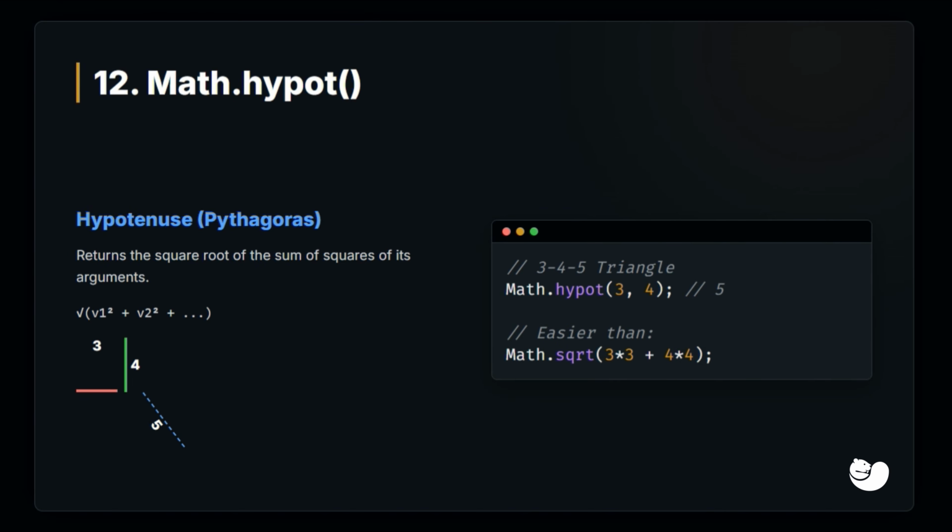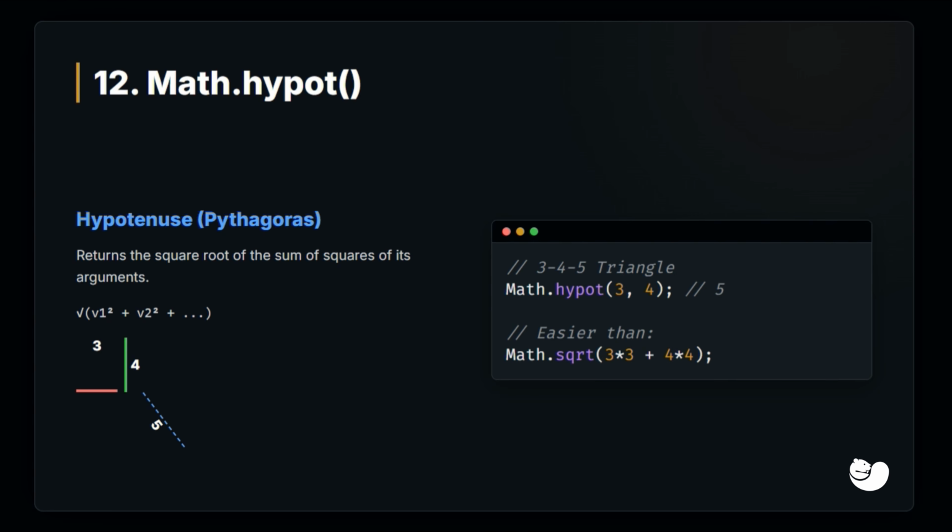For years, developers calculated the hypotenuse of a triangle by squaring two numbers, adding them, and then taking the square root. Math.hypot replaces that entire boilerplate with a single optimized function. You simply pass the lengths of the sides, and it returns the square root of the sum of their squares.